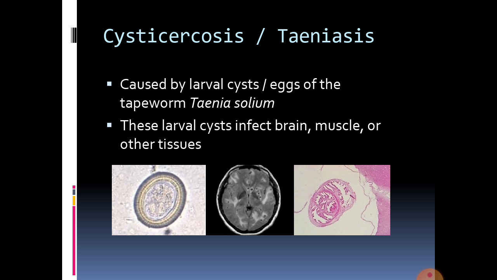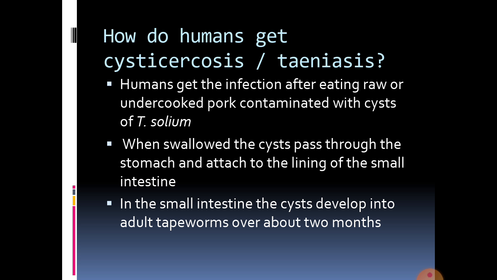Cysticercosis or taeniasis. It is caused by larval cysts or eggs of the tapeworm Taenia solium. These larval cysts infect brain, muscle, or other tissues. How do humans get cysticercosis or taeniasis? Humans get the infection after eating raw or undercooked pork contaminated with cyst of Taenia solium. When swallowed, the cyst pass through the stomach and attach to the lining of the small intestine. In the small intestine, the cyst develop into adult tapeworms over about 2 months.